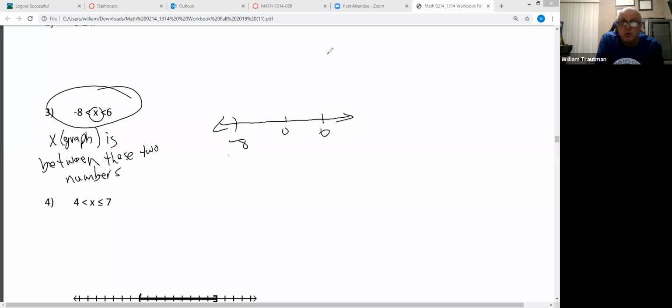So if I was going to graph this, the graph is between these two numbers. Now look at the 6. There's no equal sign. So you have to use a parentheses, not a bracket. And look at the -8. There's no equal sign. So you have to use the parentheses. Look, those parentheses enclose the graph. So whatever you do, don't do this. The parentheses have to enclose the graph.